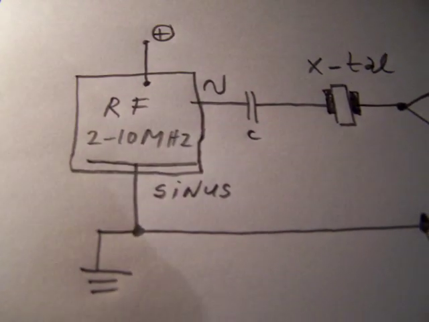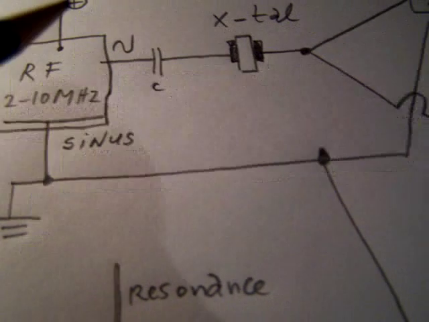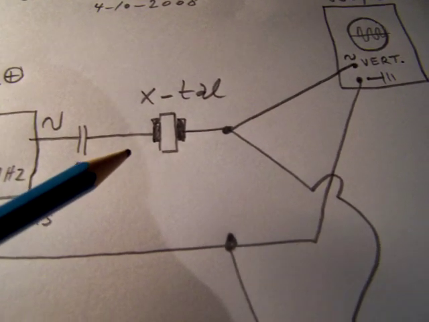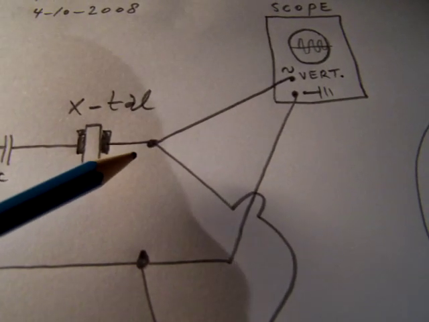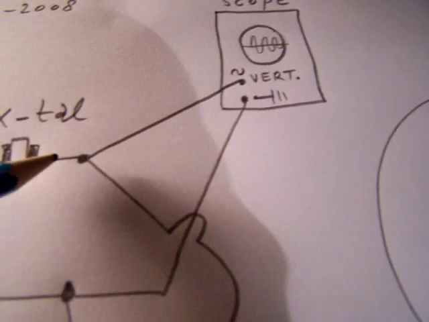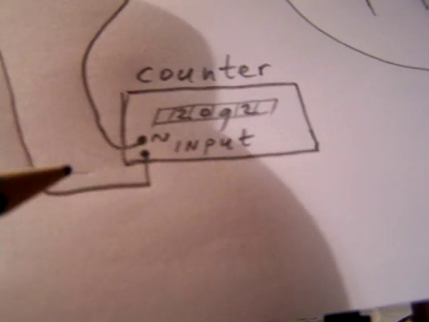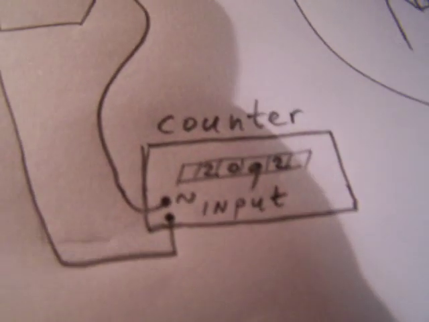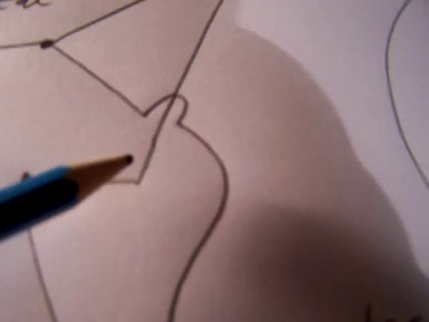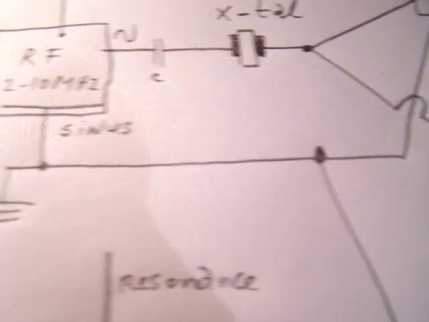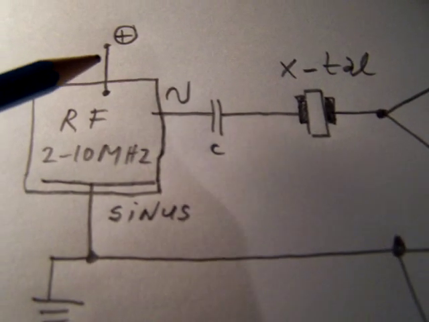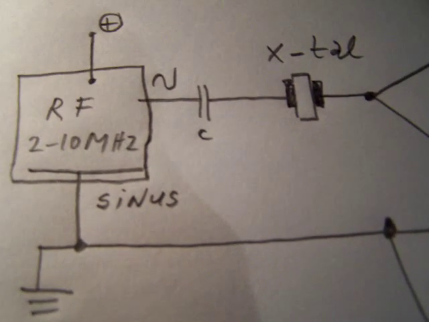This is the RF generator. This is a coupling capacitor. This is the unknown crystal. And here a wire to the vertical input of the oscilloscope. And also a wire to the input of the counter. And both earth wires here are connected, so that the signal can come out well and go through the crystal.